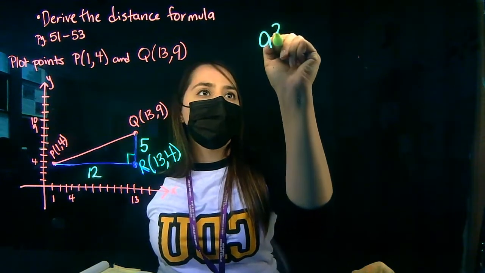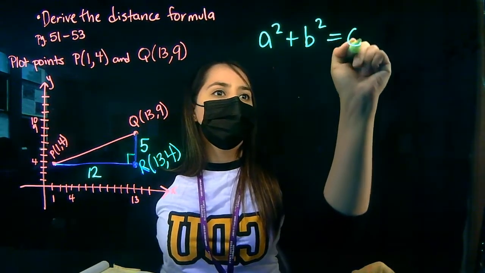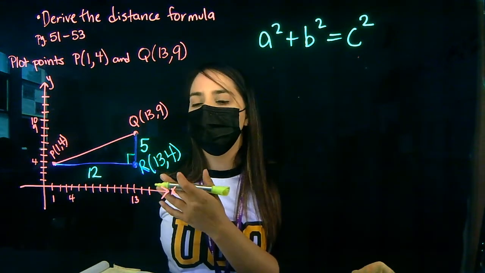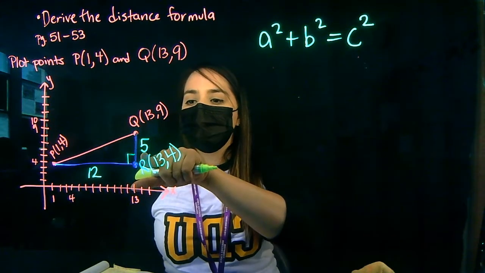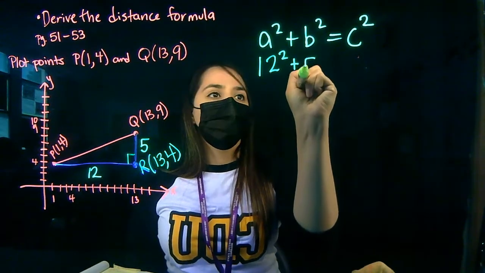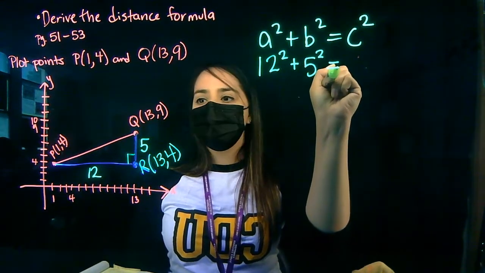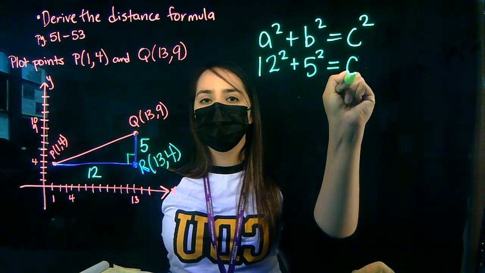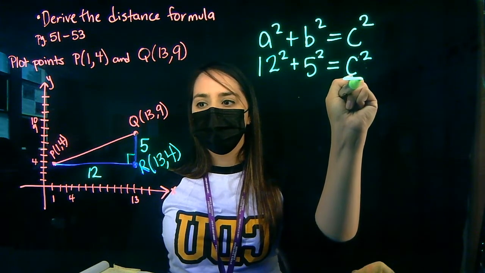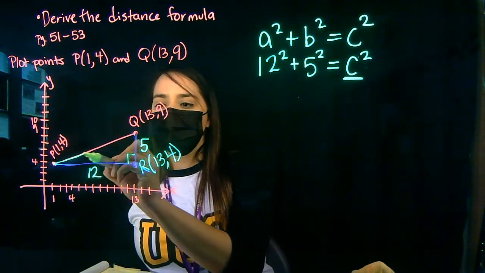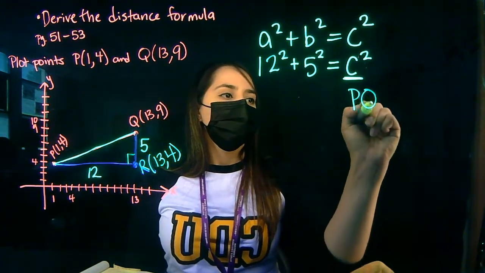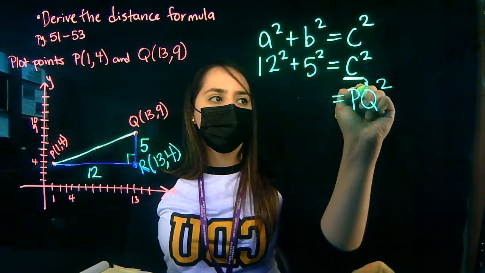So let's say I have a squared plus b squared equals c squared. I'm going to plug this in quickly because I want to stop this video at like minute 4, minute 5 to see if it saves. So here I have one leg, here I have the other leg. Let's plug it in here. So we have 12 squared plus 5 squared equals c squared. And c represents what segment? PQ, right? This right here. So instead of putting c, I'm going to put PQ. Are you guys okay with me putting PQ?